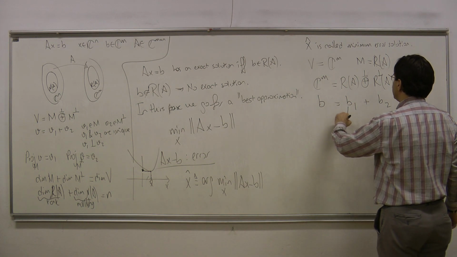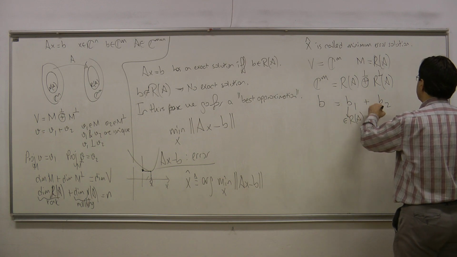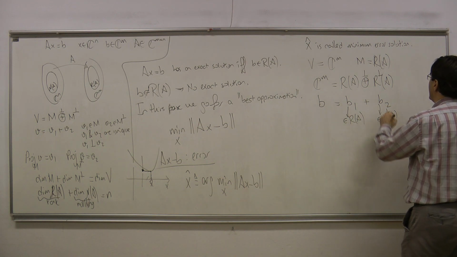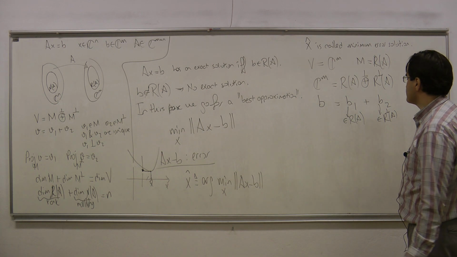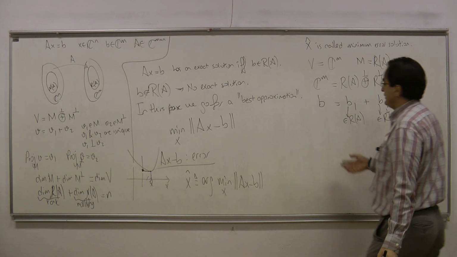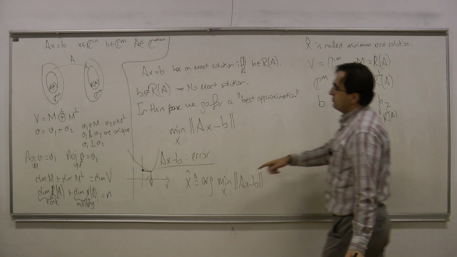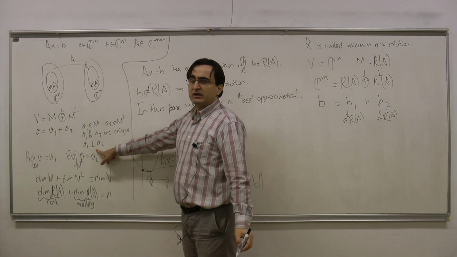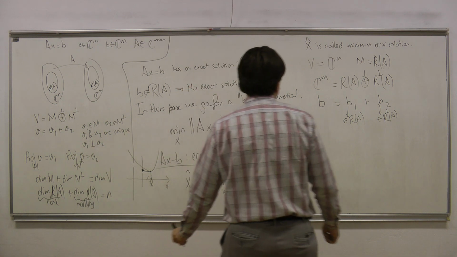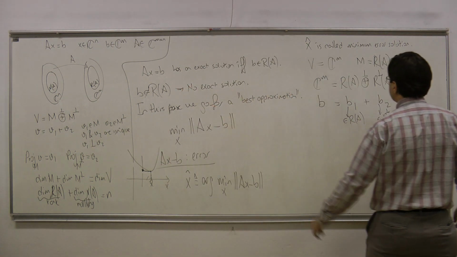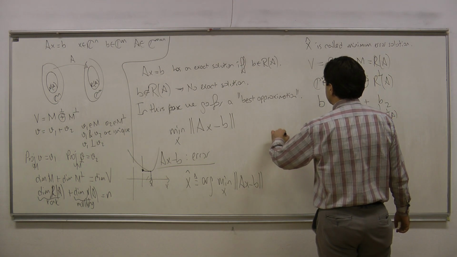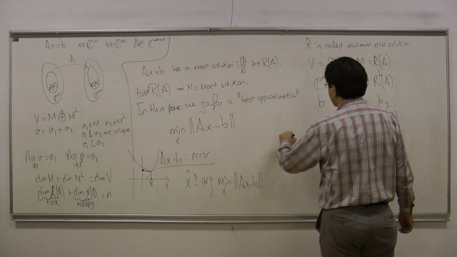This B1 is in range space of A, and this B2 is in range space of A orthogonal complement. Okay? And of course, these B1 and B2 would be unique, and B1 would be orthogonal to B2. All right? So I have these properties coming from that theorem. Now I'm going to be looking at this cost function, AX minus B.